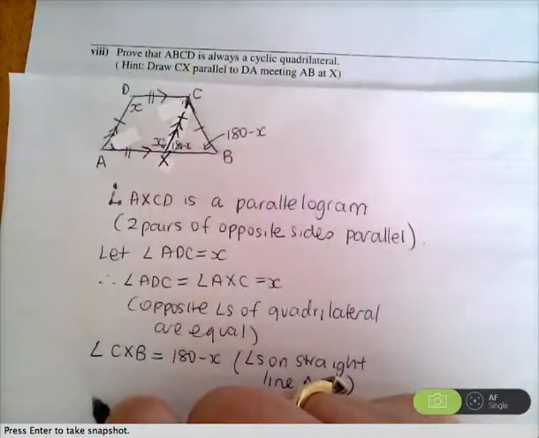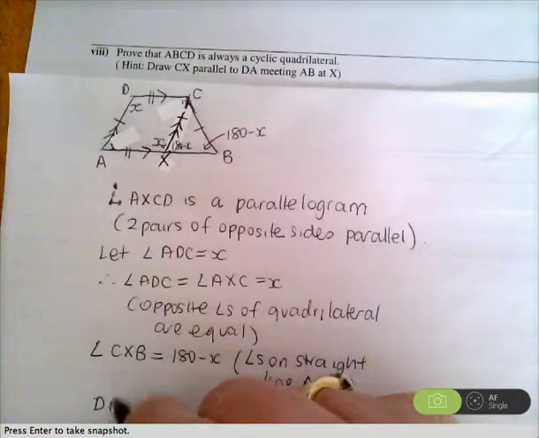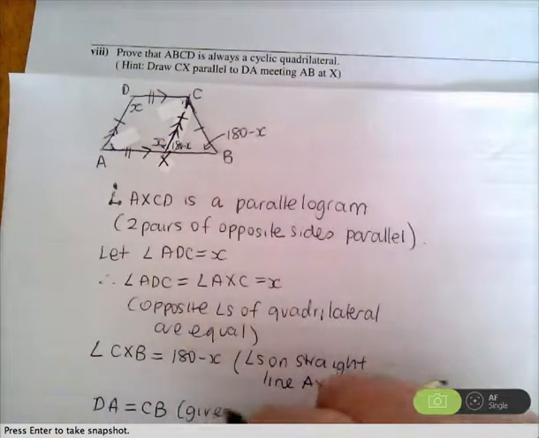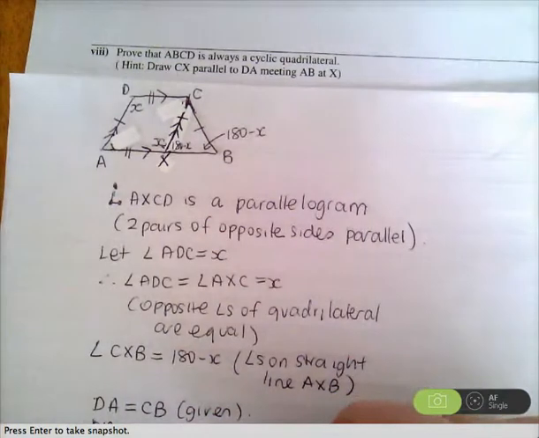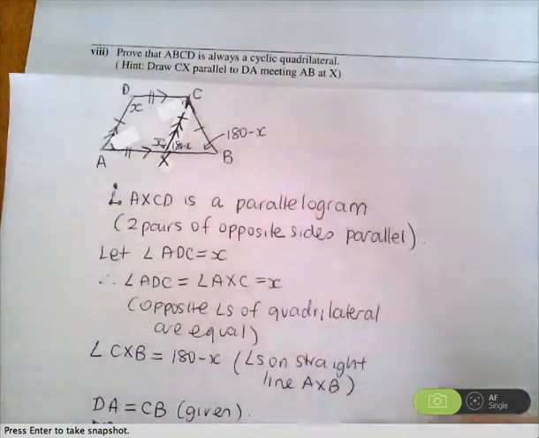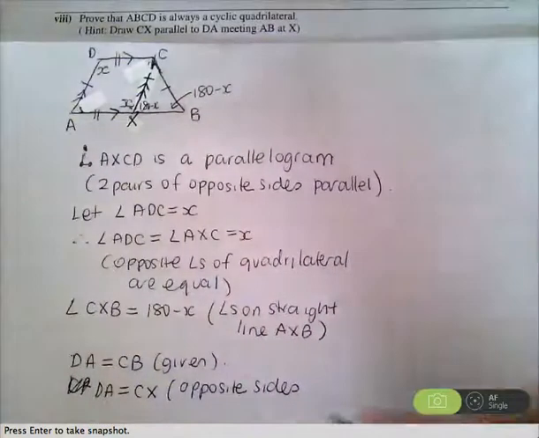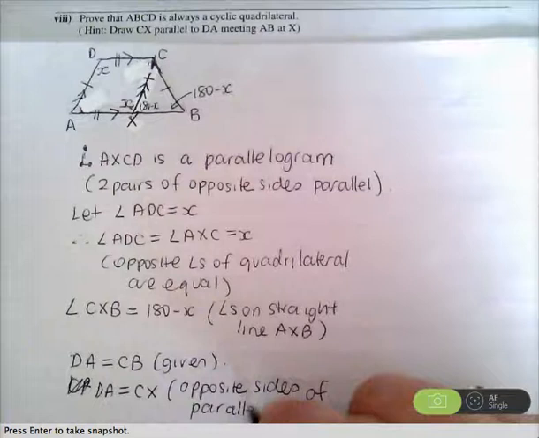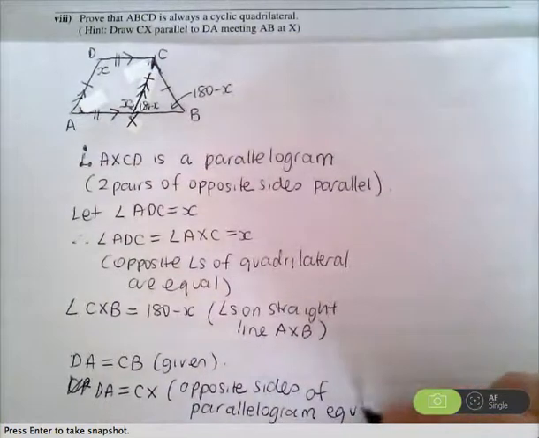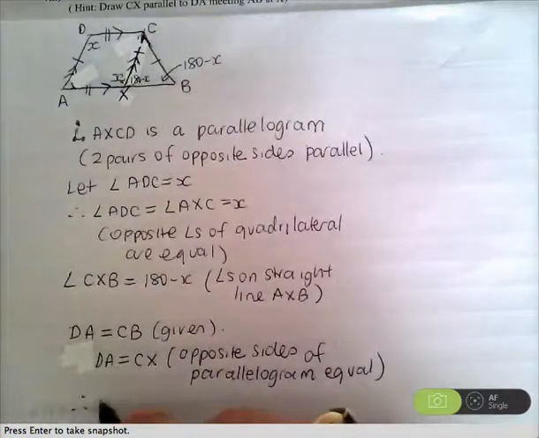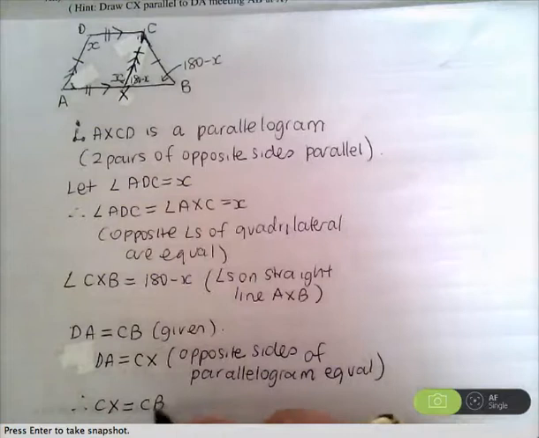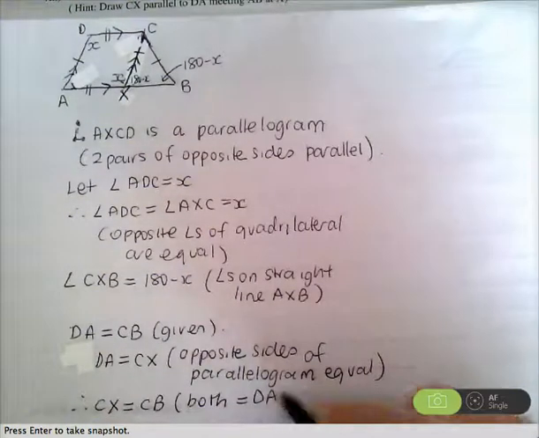Now, we were given that DA equals CB, given. But we also know that DA is equal to CX, opposite sides. So I've got opposite sides of parallelogram are equal. Okay? And so therefore, I can say that CX equals CB because they are both equal to DA.